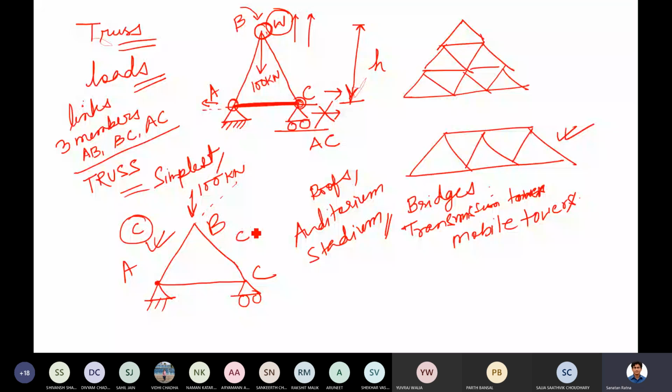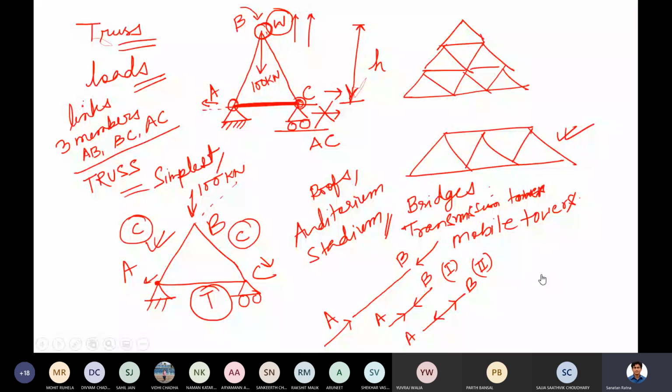Now tell me one thing. The stress that is generated in AB due to compression, will its direction be inward or outward in AB? Please tell me. What should happen? AB is in compression. I have shown the external forces here. So the internal stress which is generated, its arrow should be inward or outward? Everyone please think and tell me.